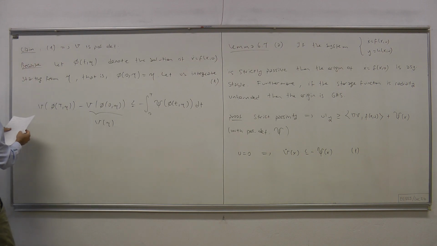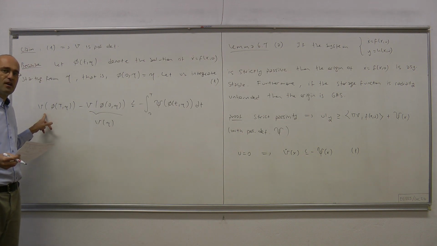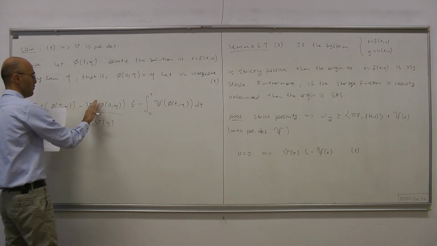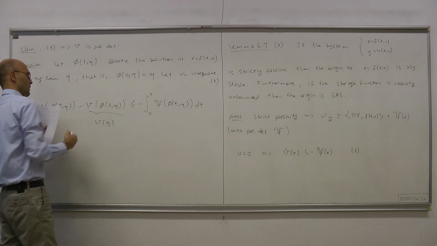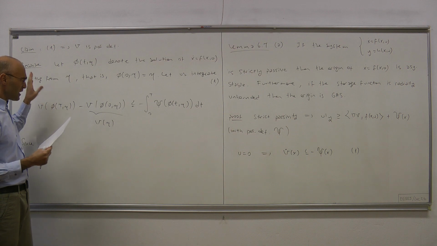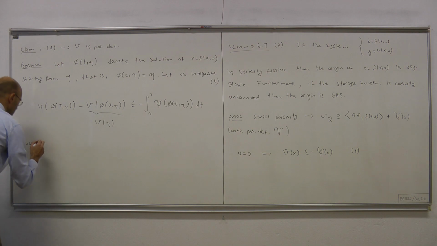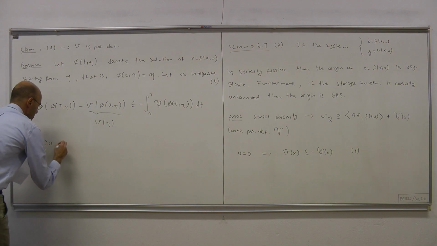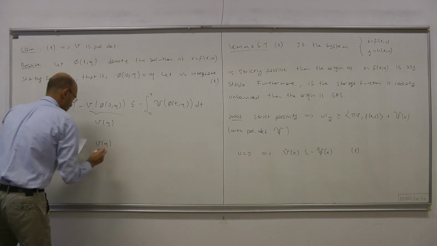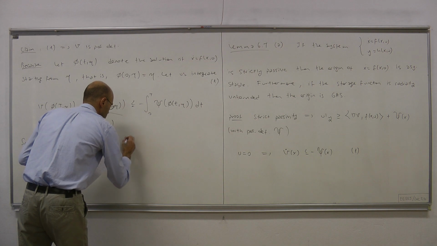And then, by definition of passivity, the storage function is positive semi-definite. Therefore, V at time T cannot be negative. So we throw this to the other side and this to the left-hand side, and we remove that term because it's never negative, so that it does not affect the inequality. And we will have V of eta greater than or equal to this integral.